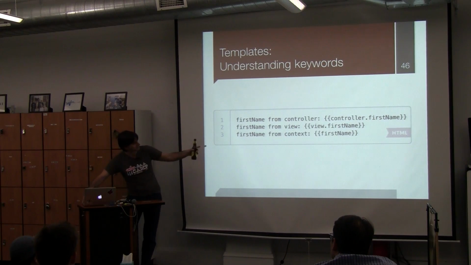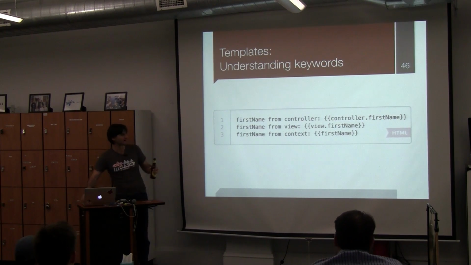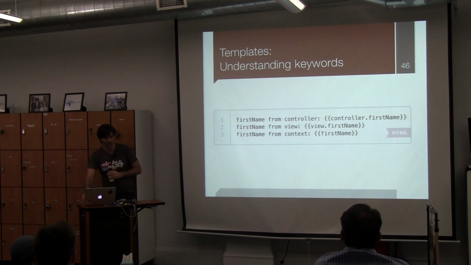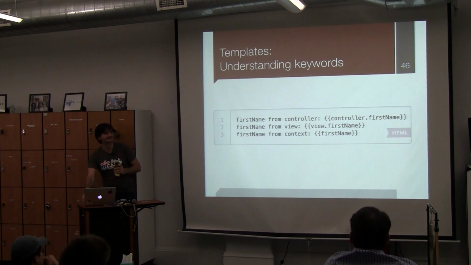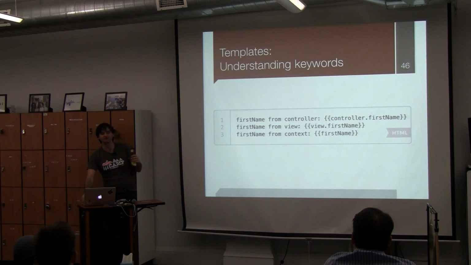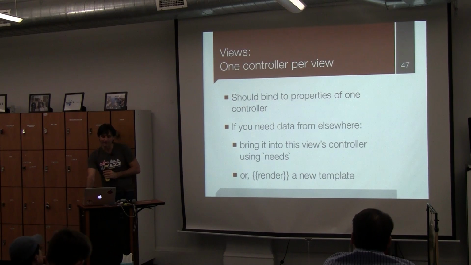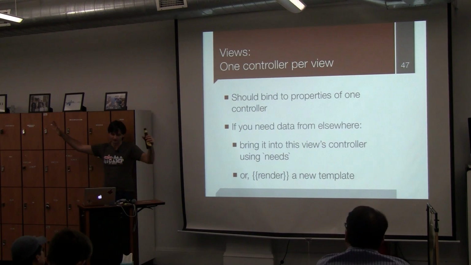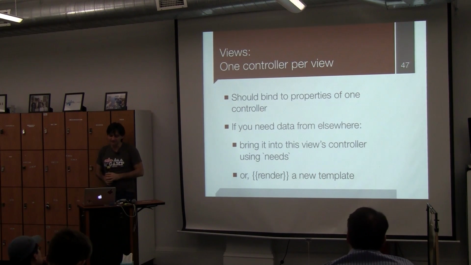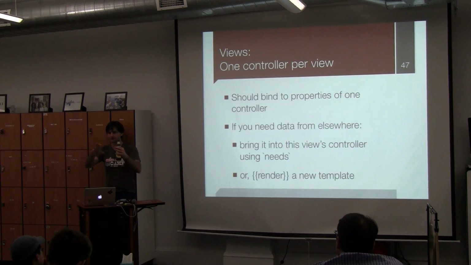Just to make clear what I said, context is the bare word. You can reference controller or view explicitly. Binding to view properties is usually not a great idea. Sometimes it's worth it, but probably something to avoid. One controller per view. If you need data from elsewhere, use needs, or use the render helper to change scope to a new controller and view combo.